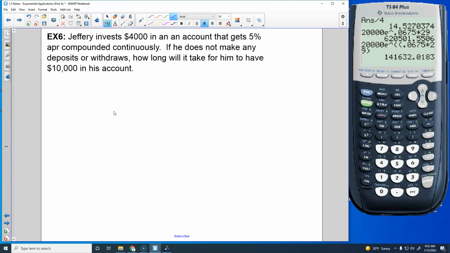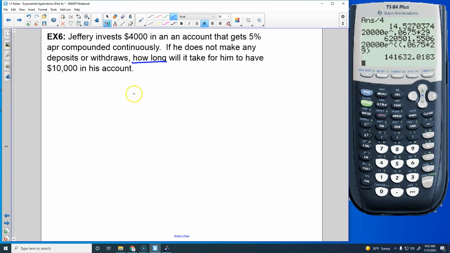All right, let's do this one, because this one is a little bit different on how we're going to do this problem. So, Jeffrey has $4,000 in an account that gets 5% APR compounded continuously. If he does not make any deposits or withdrawals, how long will it take him to have $10,000? This is a different type of problem because the question's asking how long, not how much he is going to have.